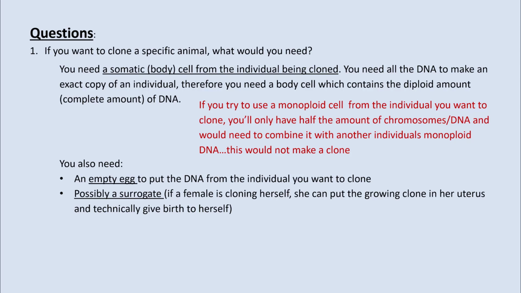Possibly, because if a female is cloning herself, she could technically put her clone, that little zygote, I keep saying fertilized egg, the zygote, that's a clone of her. She could put it inside herself, in her uterus, have that baby grow, and 9 months later, she can give birth to herself. A little bizarre.